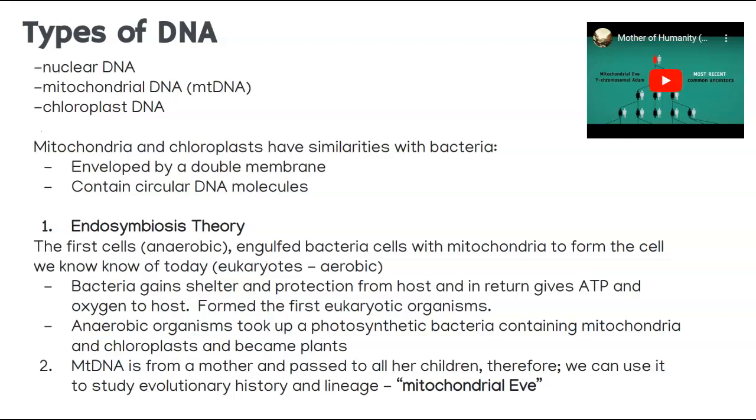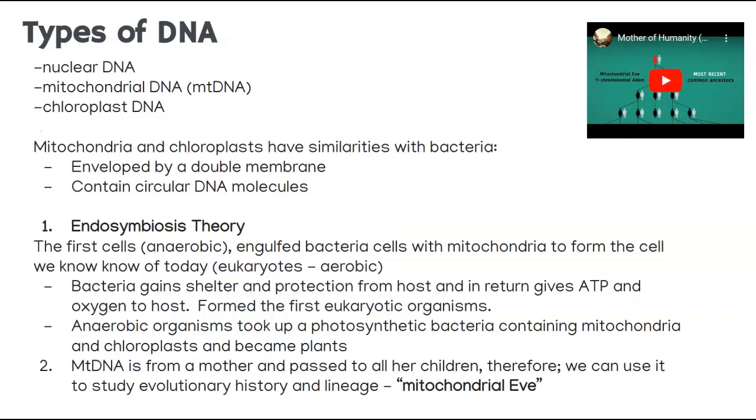Okay? So mitochondria and chloroplasts have similarities with bacteria. They're double membraned and they each contain their own DNA. There are a lot of different theories of how the first cell got mitochondria into it and why we have mitochondria today in our cells that help us. But the one thing they do know for sure is that mitochondrial DNA is actually passed from mother to children.